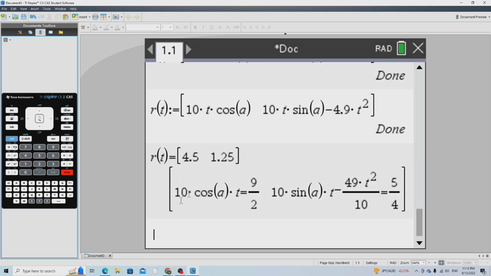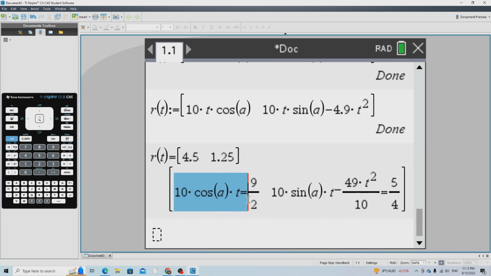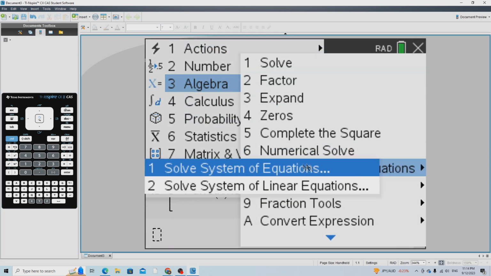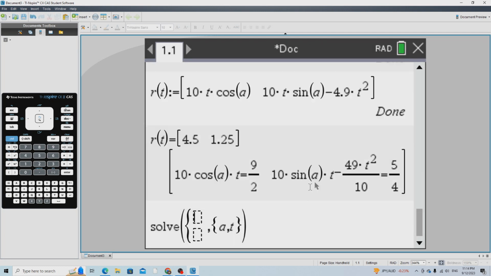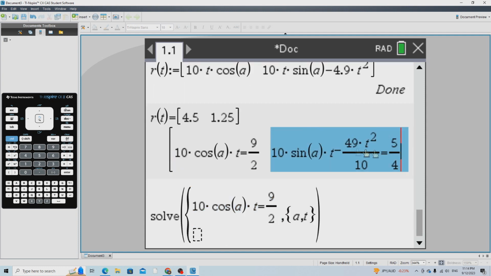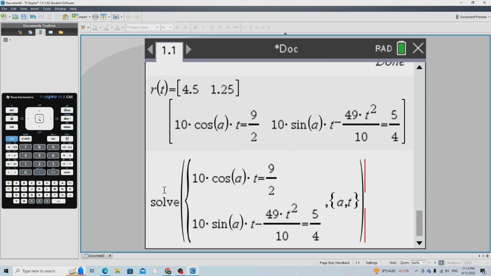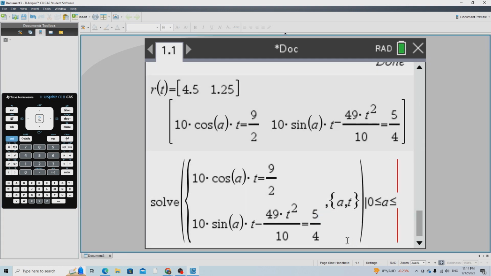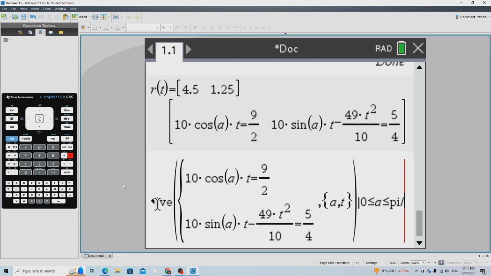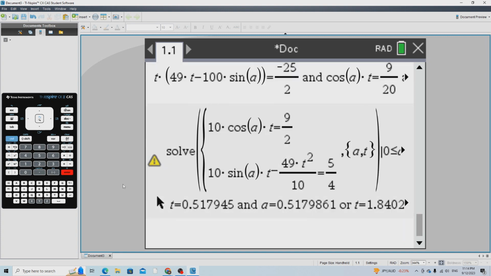And we actually get two equations. Because we have two equations, we can solve them as simultaneous equations, using algebra, solve system of equations, to find alpha, the angle, and the t values also, at which that occurs. So if I put this over here, we know that the angle must be from 0 to pi over 2. Alpha must be from that. So pi over 2. Okay, Control Enter, and we get these values.